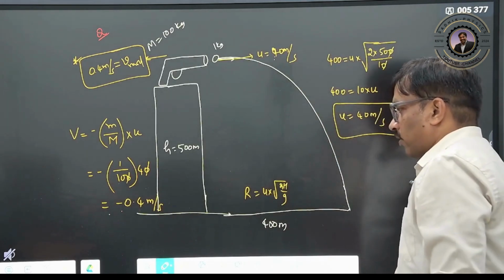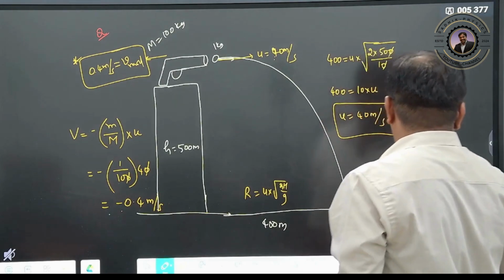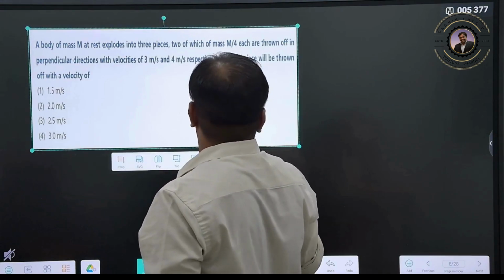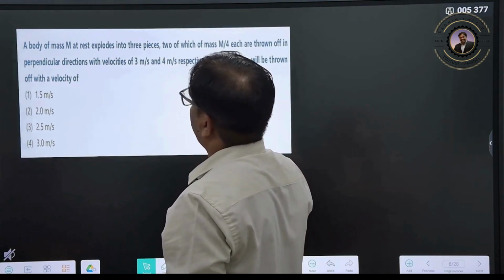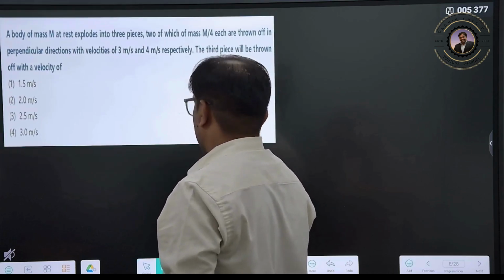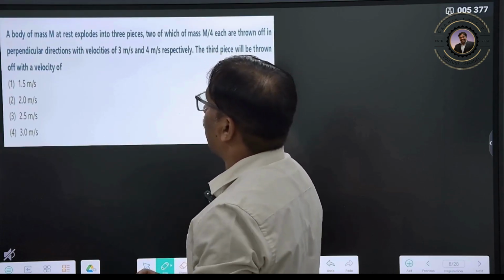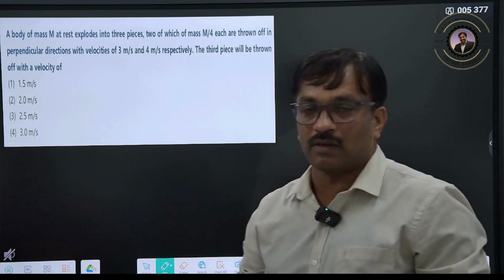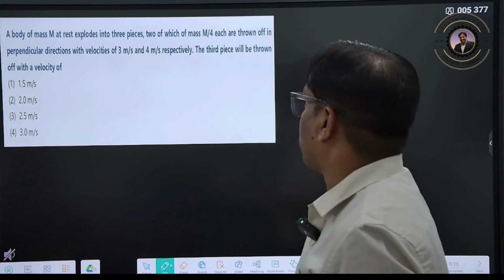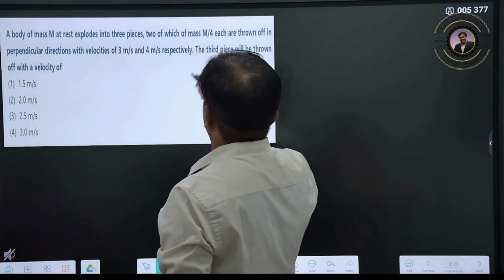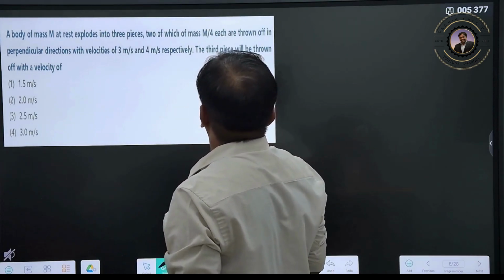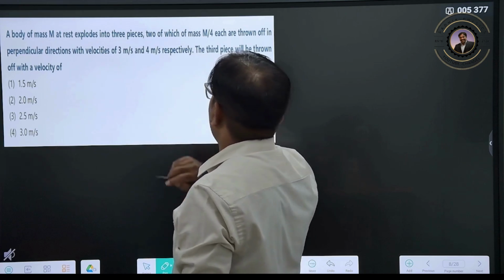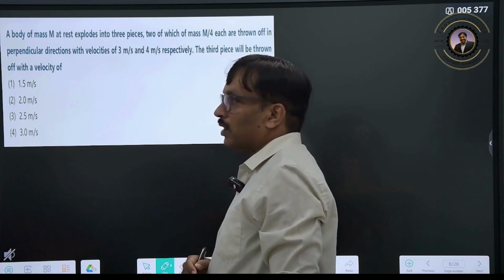So in this scenario now. Clear? So let us do one more question here now. A body of mass m is at rest, explodes into 3 pieces. Okay, that is the explosion concept now, right? So 2 of which, mass m by 4 each, are thrown off in perpendicular directions with velocities of 3 and 4, no? And the third piece will be flown with a speed.